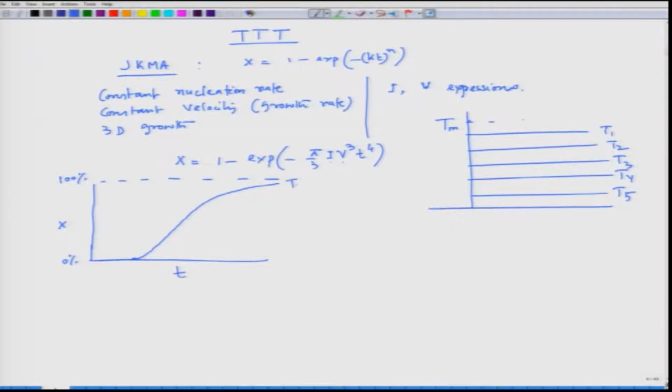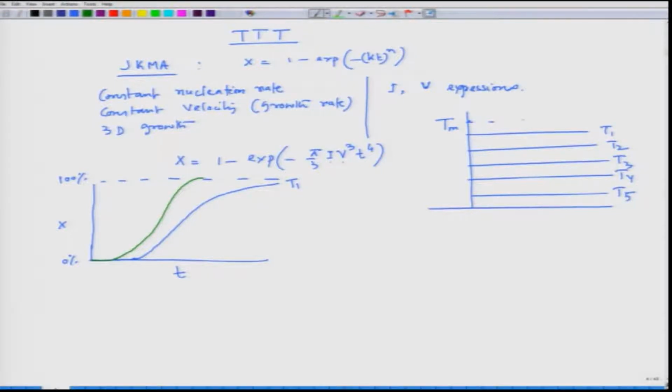This is at temperature T1. If we try to plot at temperature T2, growth rate is still very high, nucleation rate is becoming a little higher. So, the transformation would start a little early. But interestingly, since both have a little higher value, the slope is changing. This green slope has become a little steeper. This also we have explained in our previous lectures.